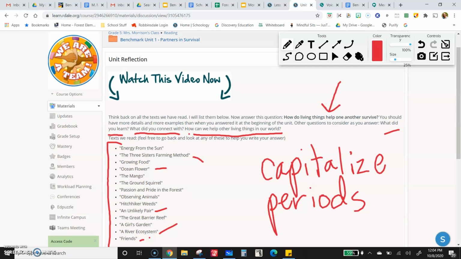Let me know if you need more ideas, but I know the first time you came up with great ideas about how living things help one another survive. So I have confidence that you can write even better answers this time, and then you'll be done. So good luck.